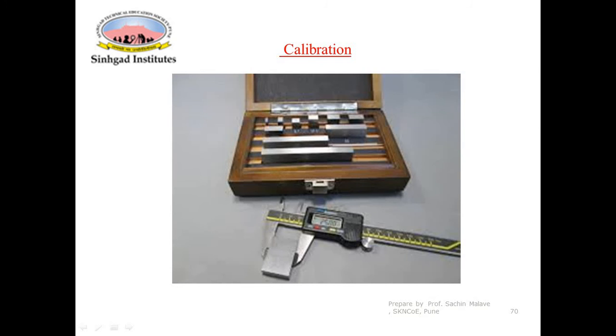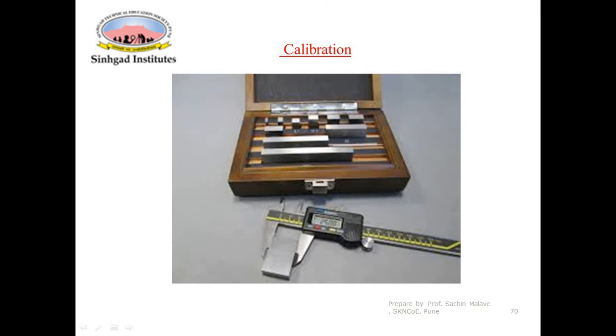Insert the slip gauge between the two faces and check the reading here. The reading shown in this display unit must be exactly equal to the number on the slip gauge. There is a number on each slip gauge, and that number represents the size of that slip gauge. So the size of the slip gauge must be equal to the number displayed here.